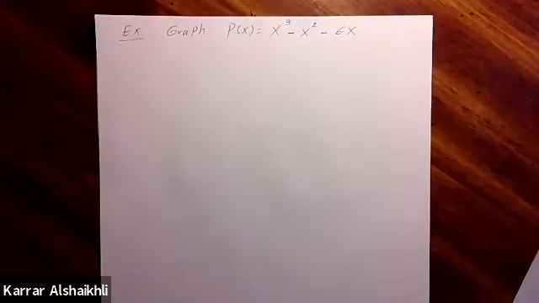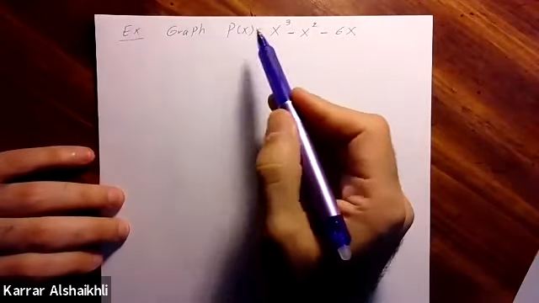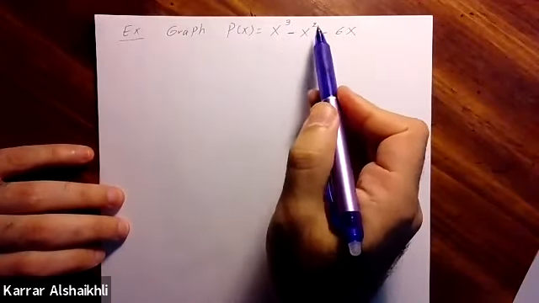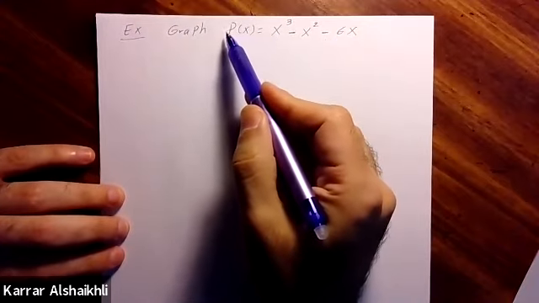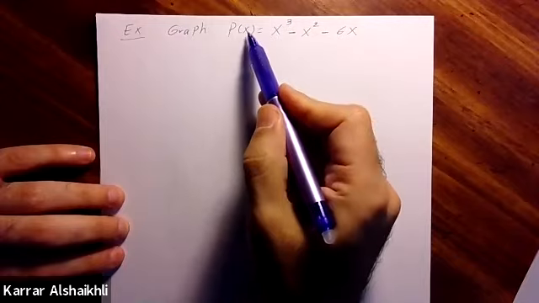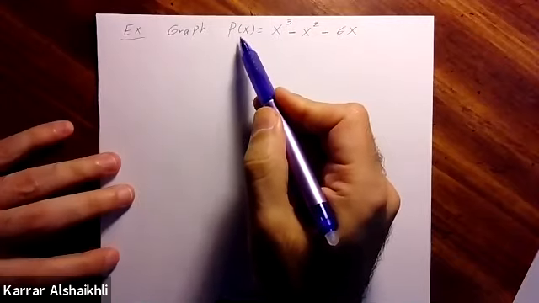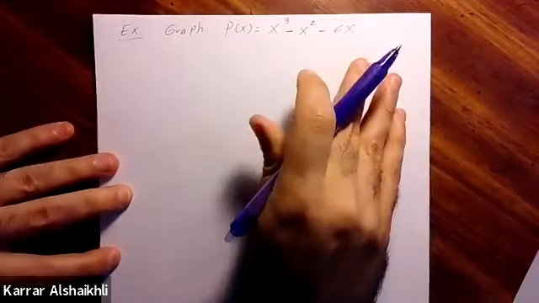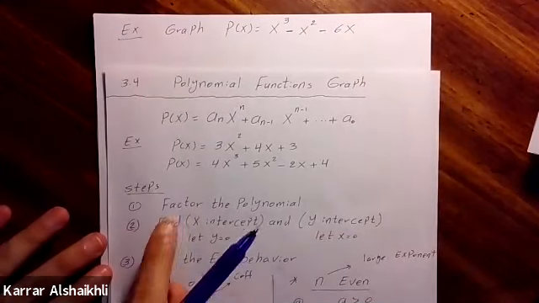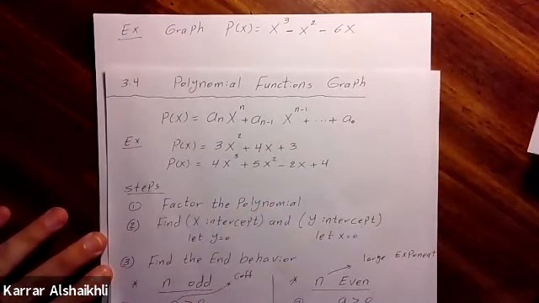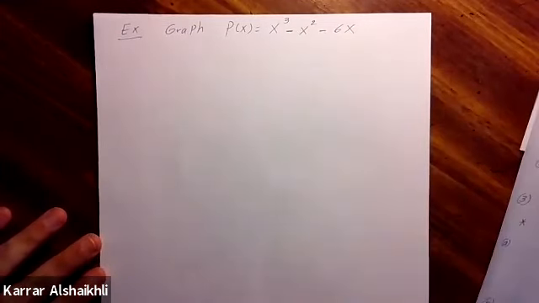So let's do exactly the same steps with this example. Graph the polynomial function x cubed minus x squared minus 6x. So don't confuse yourself if they're telling you p of x or f of x, it is the same thing, the polynomial function. So let's start doing the steps one by one. We're going to start with the first step, factor the polynomial. The first step is factoring the polynomial.